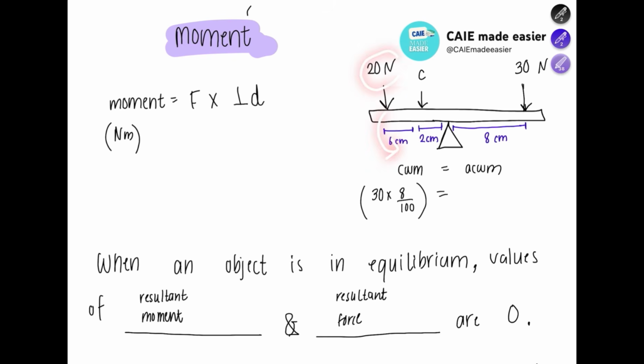If you notice, both of these forces are contributing to the moment in the anti-clockwise direction. Then it's going to be 20 multiplied by 6 plus 2, 8, because this is the distance from the pivot, plus c times 2 by 100. Then you can equate to calculate the value of c, which is the third force.